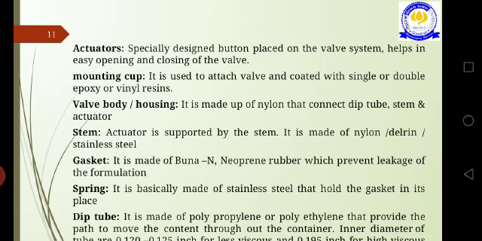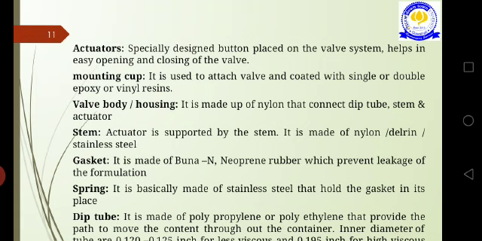Gaskets are those components which prevent leakage once the pressure is generated. Once the actuator is pressed down, the pressure is generated, and the liquid will go through the dip tube from bottom to top and be expelled out. This journey should be leakproof, so the gasket maintains this leakproof journey.